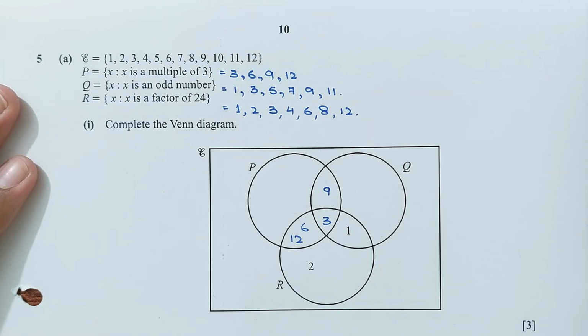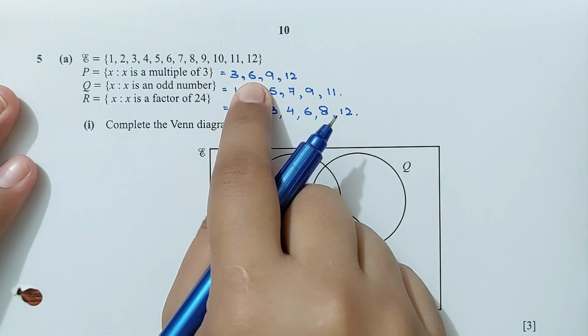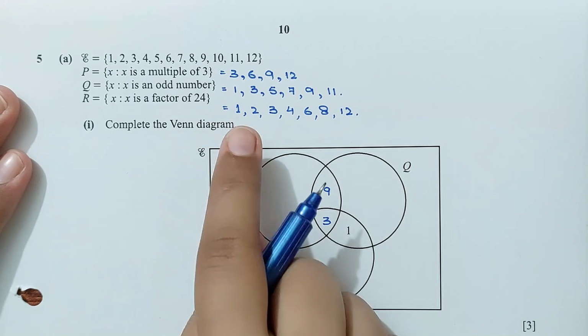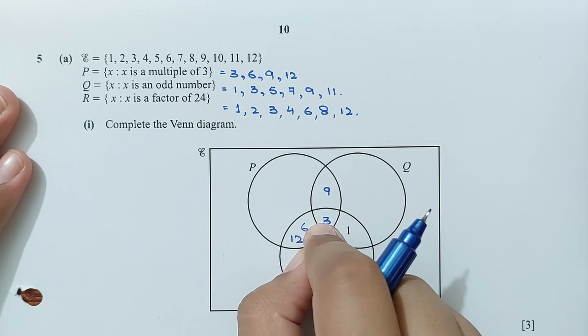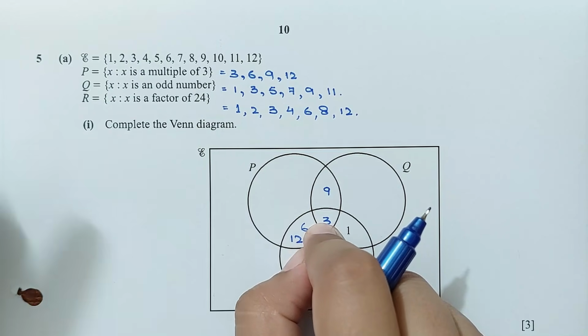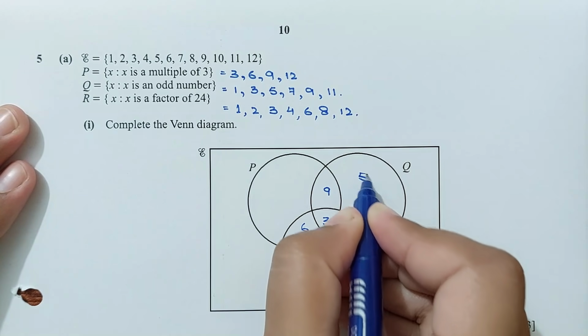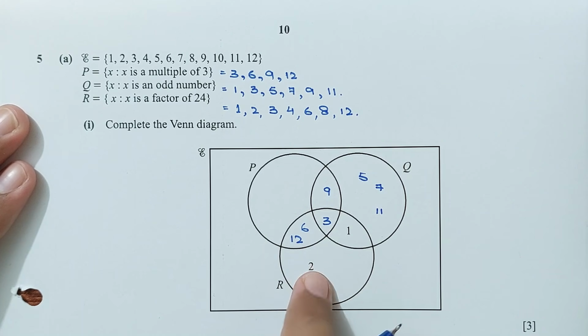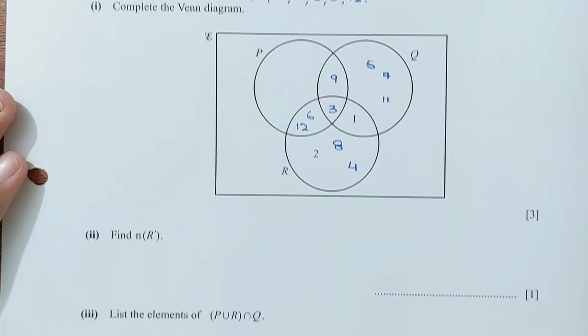Okay. So what else is left in P? P is 3, 6, 9, 12, all placed. Q is 1, 3, and 9, so 5, 7, and 11 remain. And R is 1, 2, 3, 4 is missing, 6, 12, and 8 is missing. Right. So the Venn diagram is completed.